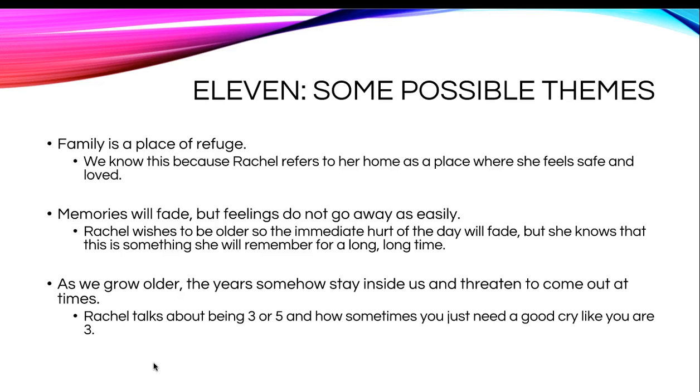And finally, although we can still have more themes, we talked about this last week: as we grow older, the years somehow stay inside us and threaten to come out at times. And there are numerous references to that throughout the text. Rachel talks about maybe her mom's feeling 5 because she needs somebody to hug her. Or maybe she's feeling 3 because she begins to cry and there's spit coming out of her mouth and everything. There's a lot of reference to that. It's still inside me, it can still come out, it can threaten me at any time.